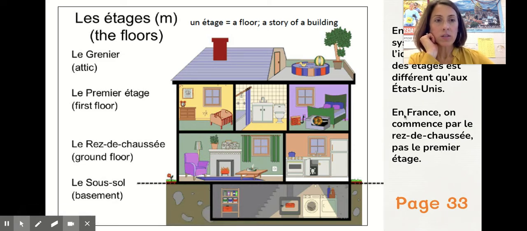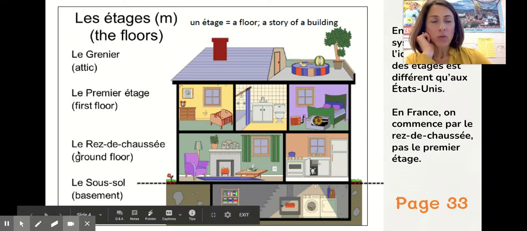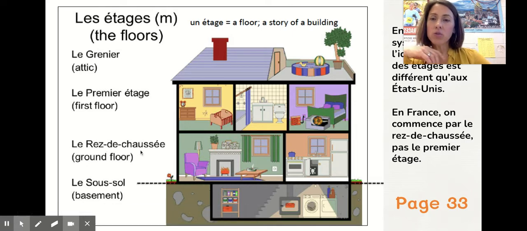So in France, you start with a floor that has a special name. You might call it the ground floor. In France, it's called le rez-de-chaussée. Don't worry about what those words really mean. Le rez-de-chaussée means the ground floor. So in English, we would call the ground floor the first floor. But in France, that is not the case.